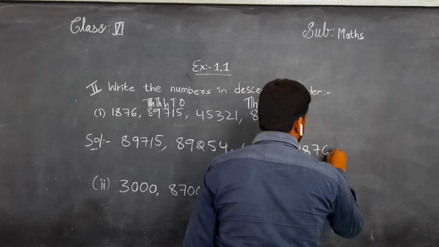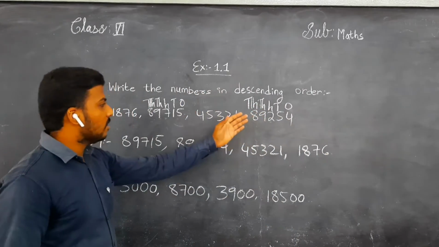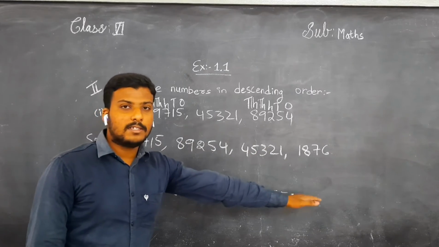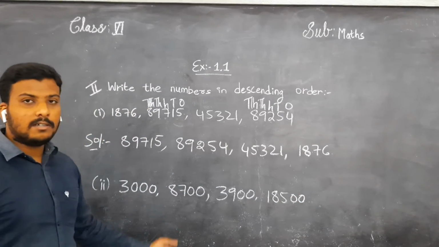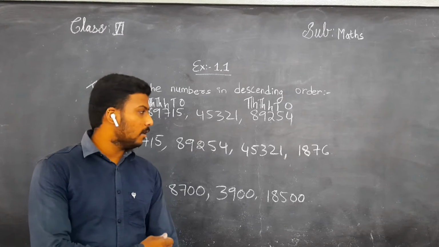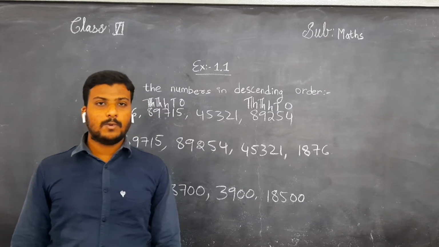1876. Understand, children? Descending means that it starts from the biggest number and ends with the smallest number. You try this, children. Write in your homework, or record all the notes in the classwork.